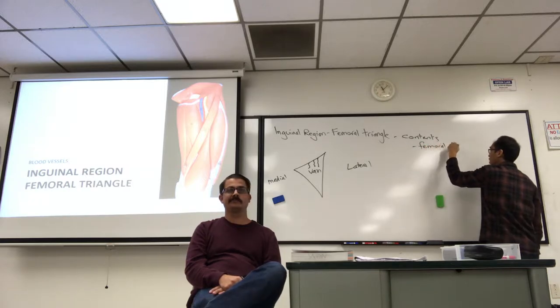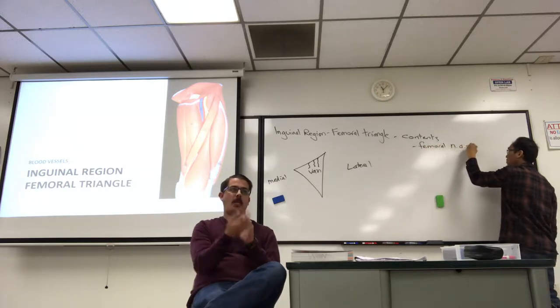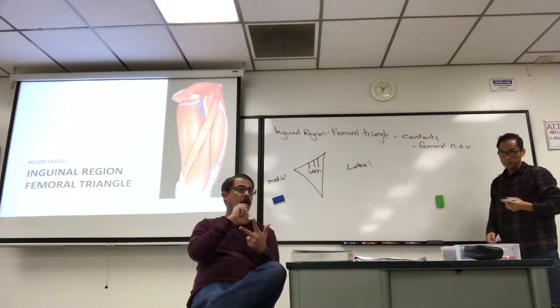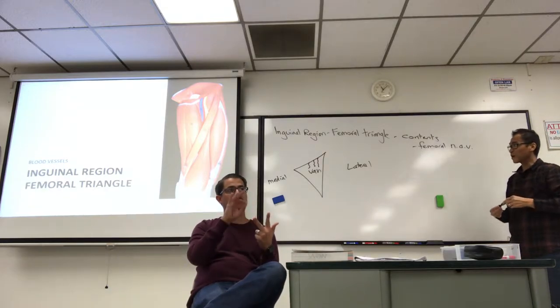I'll just list them on one line, nerve, artery, and vein, but those are three different things, right? The femoral nerve, femoral artery, femoral vein. Three structures contained within the triangle there.